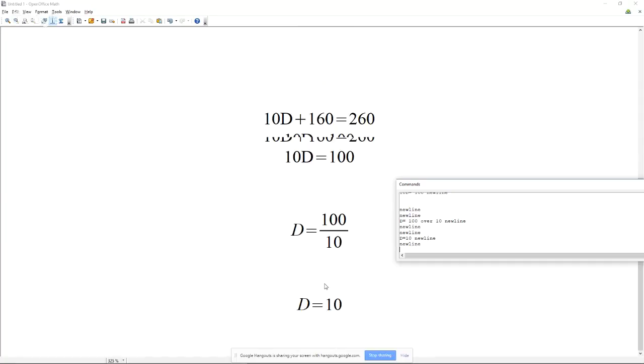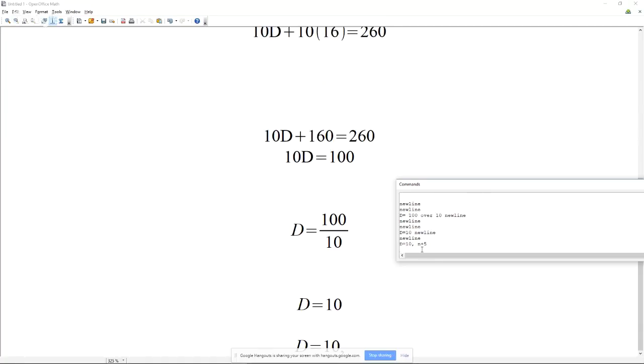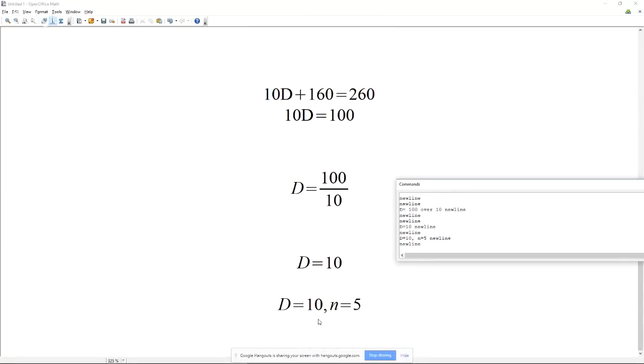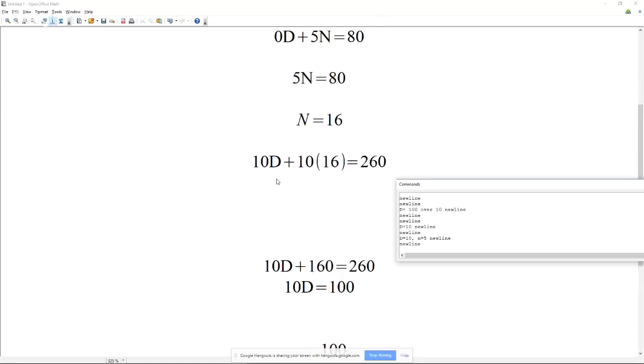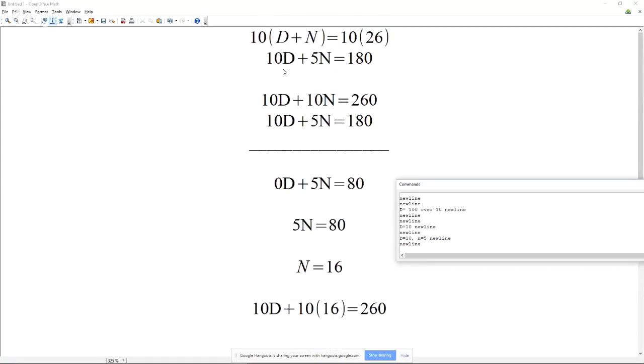And are we technically done yet? No. What do we have to do before we can say that this is right? Yeah, check it. Plug them back in. Let's check our work: 10 and 5. Okay, so we have to check the work. We're going to plug it back into, obviously, I think this one's probably easier. So 10D plus 5N. Just plug and chug it.